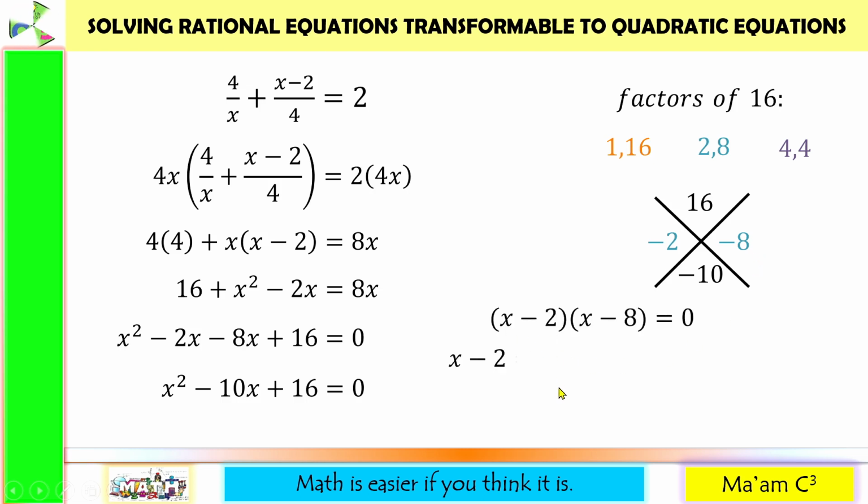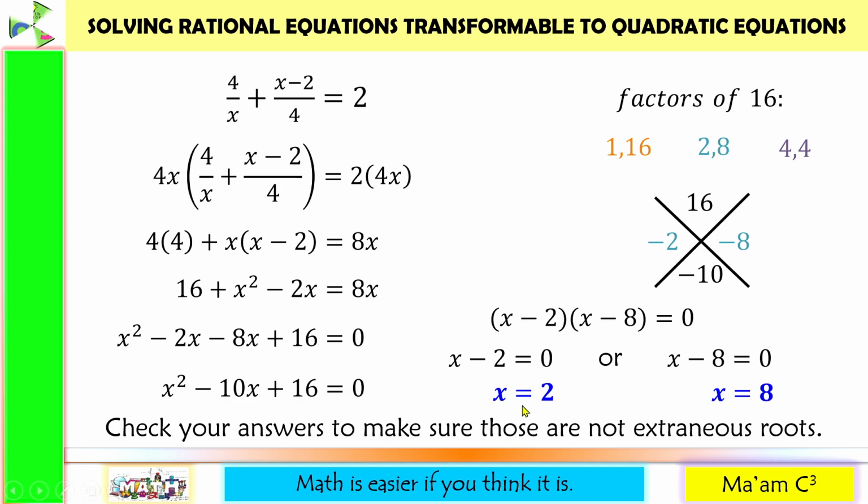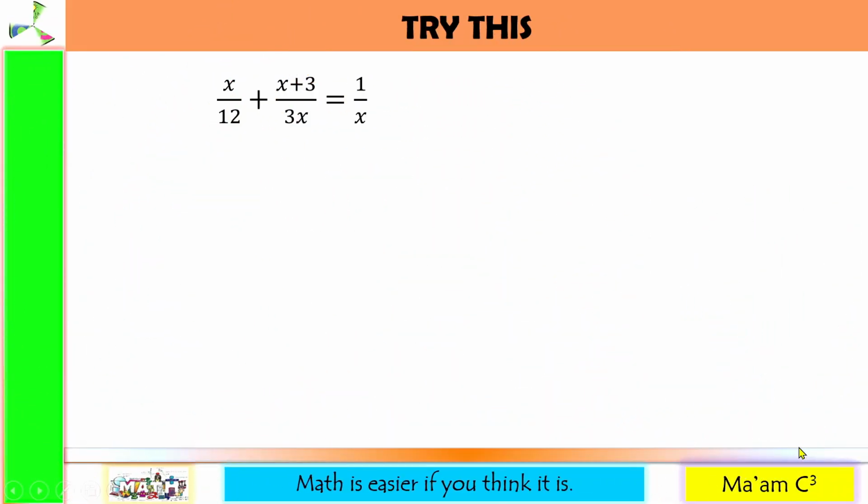x minus 2 equals 0, or x minus 8 equals 0. x minus 2 equals 0, x equals positive 2. x minus 8 equals 0, x equals positive 8. Again, don't forget to check your answers to make sure these are not extraneous roots. Try this. Let us determine first our LCD.